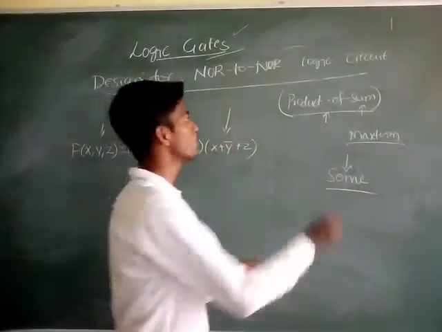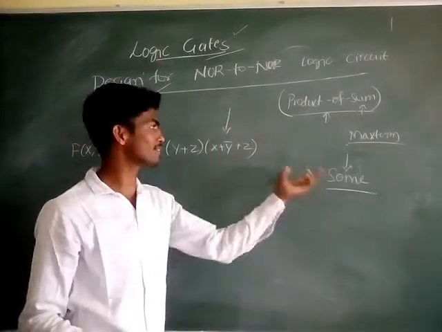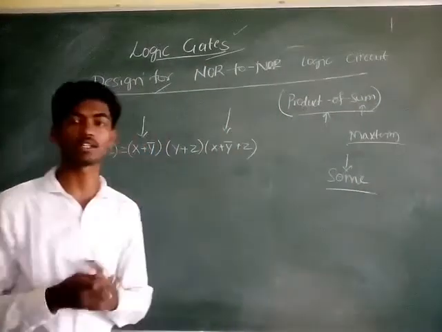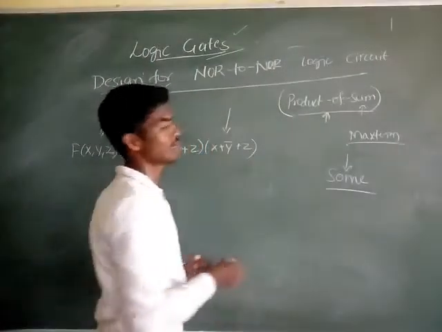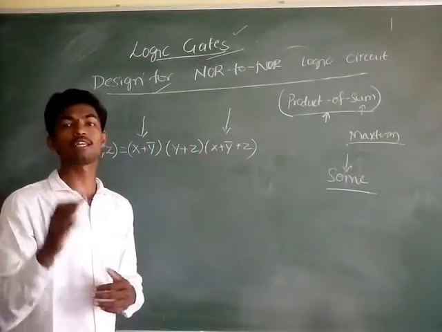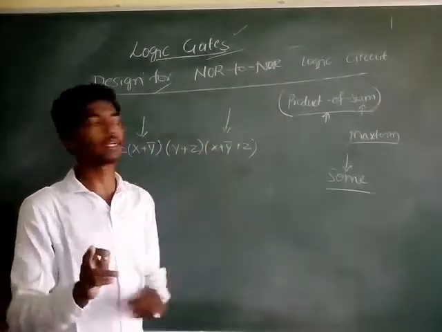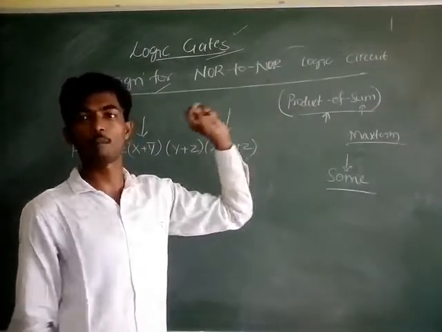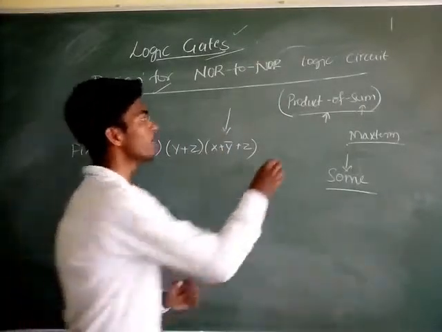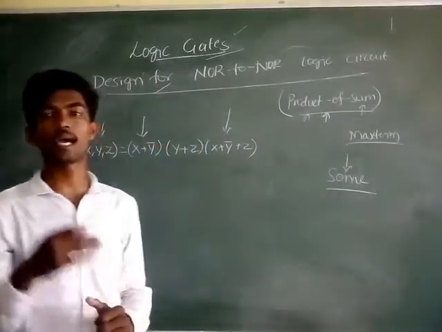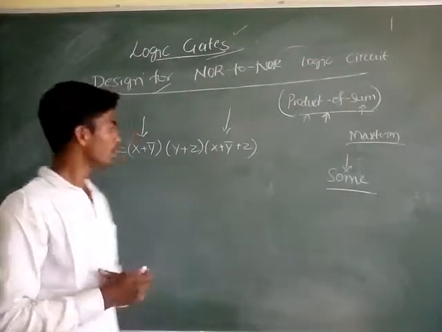So we are considering here only the product of sums, not a canonical product of sums. You know what is meant by max term, min term, canonical POS and canonical SOP, I hope. When the expression is given in the product of sums form, we can replace every logic gate in that expression by a NOR gate. When the expression is given in the sum of products form, we can replace it by a NAND gate. How will it be?